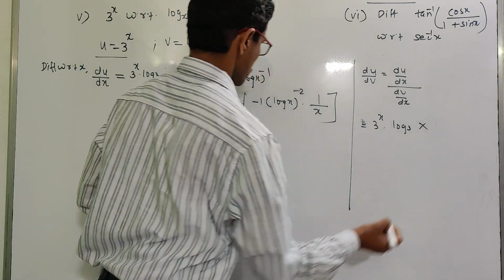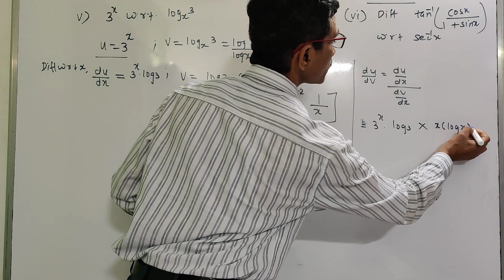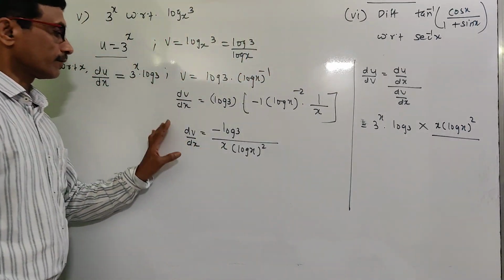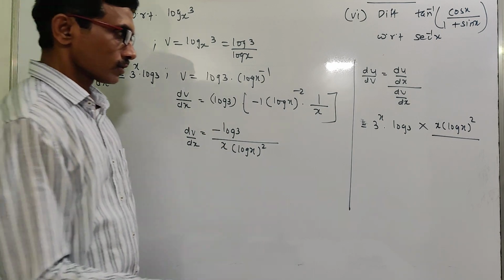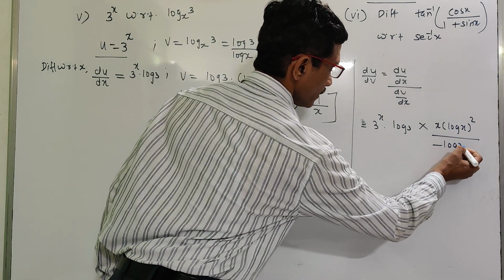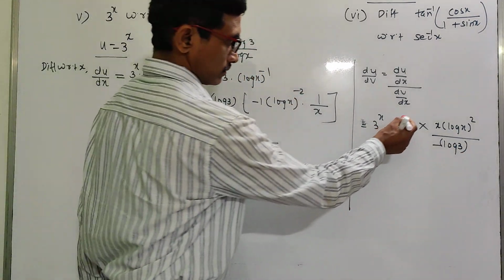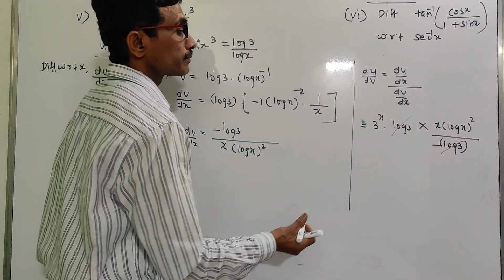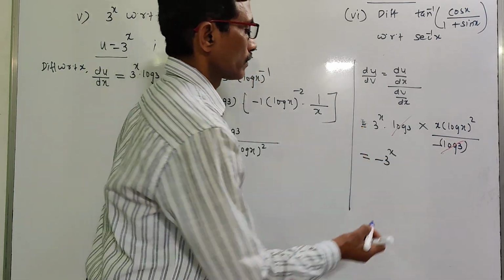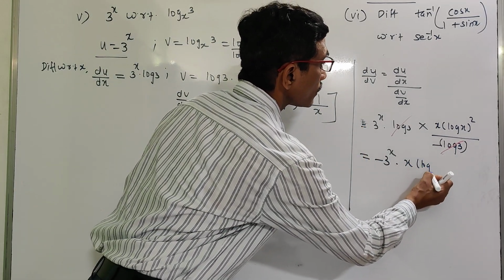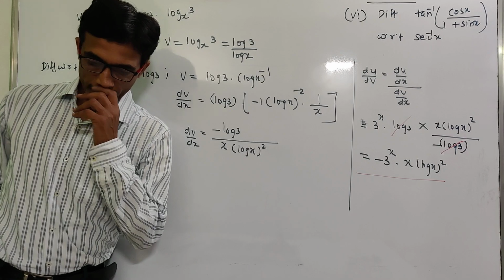Therefore it is x log x whole square upon, we are dividing by this, dv by dx is in the denominator, that means multiplying by its reciprocal, minus log 3. This log 3 is getting cancelled, and what is left? Minus 3 raised to power x, this minus sign, x into log of x whole square. This will be the derivative.